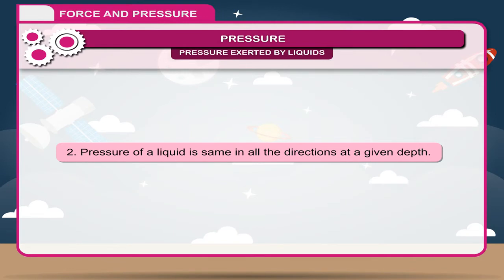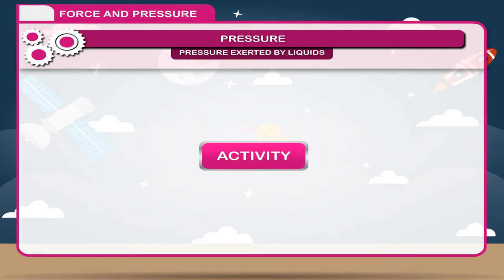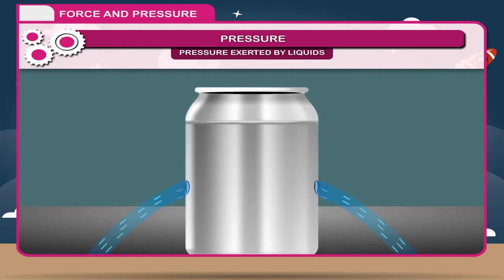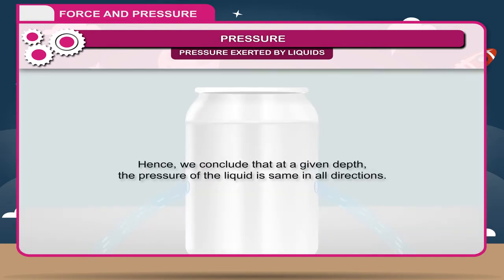2. Pressure of a liquid is the same in all directions at a given depth. Activity. Take a tin can, drill holes around it at the same depth, put water in it and open the holes. You will notice that water is coming out from the holes with the same speed and falling at the same distance. This shows that at a given depth, pressure of a liquid is the same in all directions. Hence, we conclude that at a given depth the pressure of the liquid is the same in all directions.